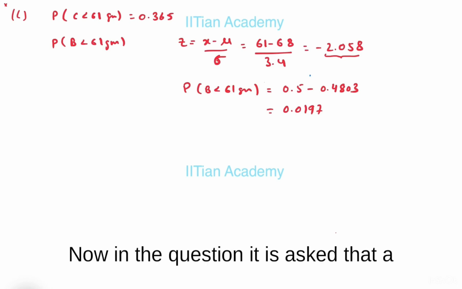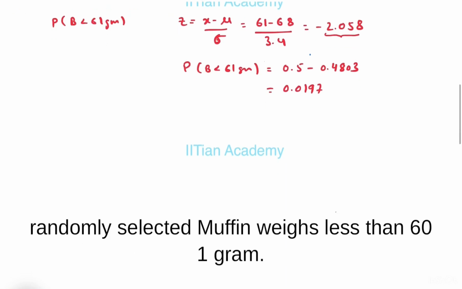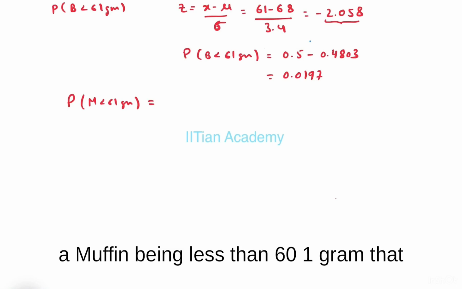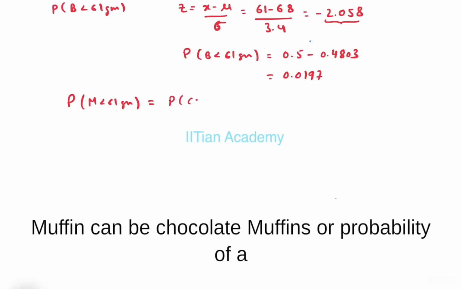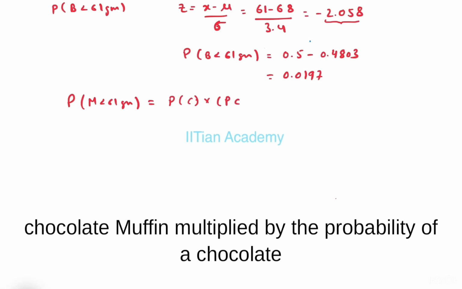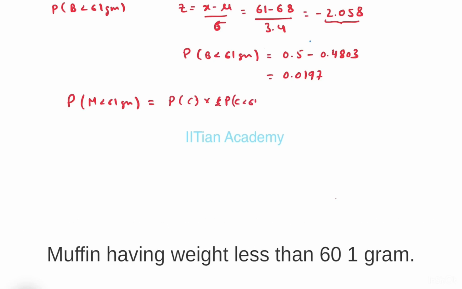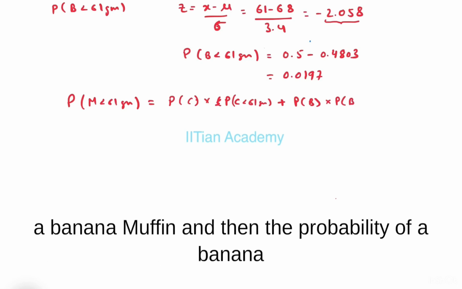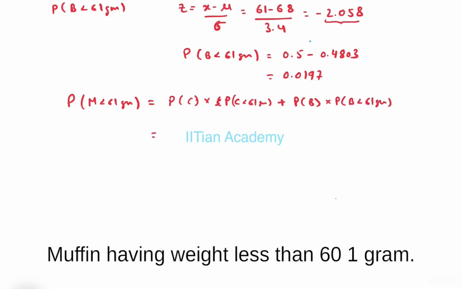Now in the question it is asked that a randomly selected muffin weighs less than 61 gram. So you have to understand that the muffin being less than 61 gram can be a chocolate muffin. So the probability of a chocolate muffin multiplied by the probability of a chocolate muffin having weight less than 61 gram, then we will add the probability of a banana muffin and the probability of a banana muffin having weight less than 61 gram.